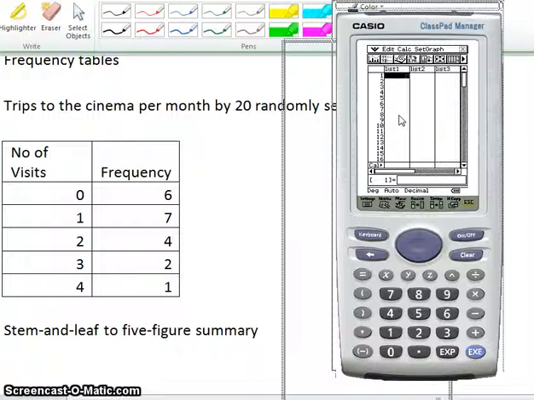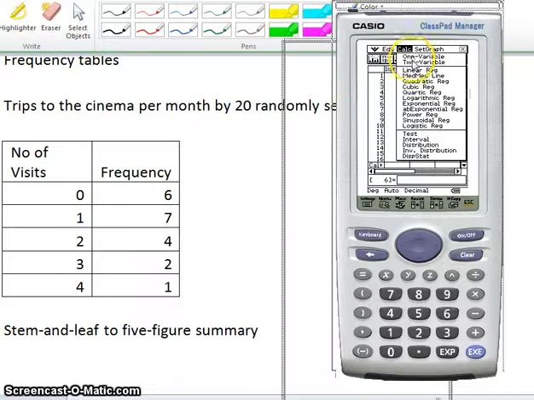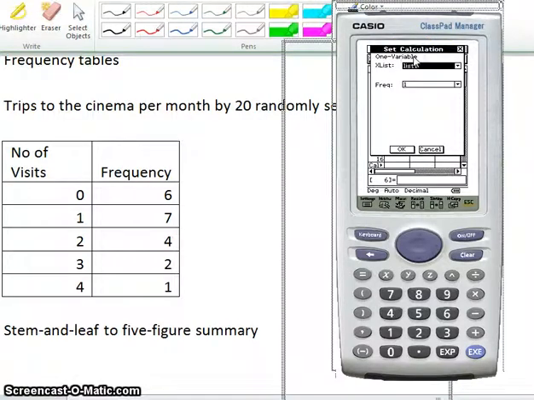And the easier way is basically just replicating what the frequency table is. So I've got 0, 1, 2, 3, or 4. These are my x values. Okay, and I'm going to report the frequency of each of them. 6, 7, 4, 2, and 1. Okay, now what we're going to do is the one variable calc on it, but it's important to note we've got some different things this time.